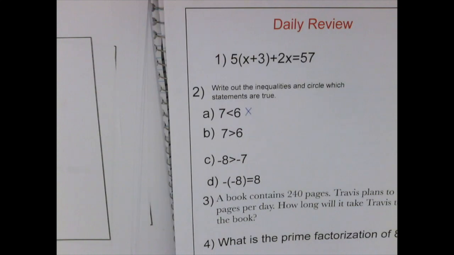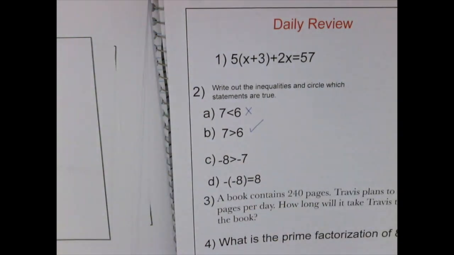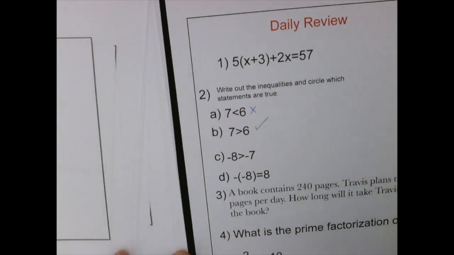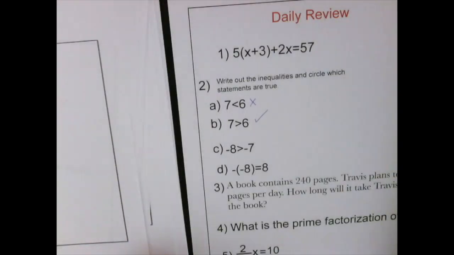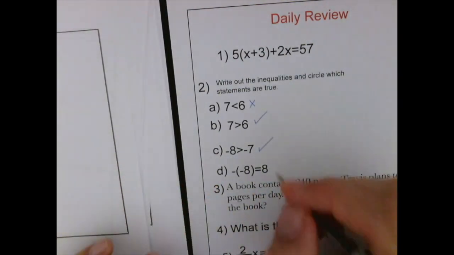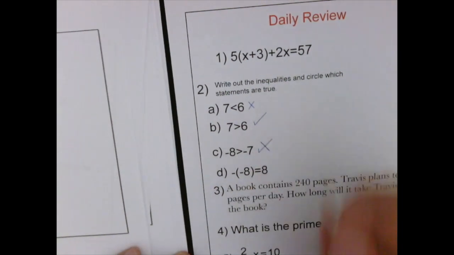For B there, it says 7 is greater than 6. Okay, well 7 is bigger than 6, so that's correct. For C, it says negative 8 is greater than negative 7. Well, if I look at a number line, I can see that the negative 7 is closer to 0. When we're dealing with negatives, a number that's closer to 0 means that it's bigger. Or maybe you just remember that negative 7 is in fact larger than negative 8. So that one would be not true.